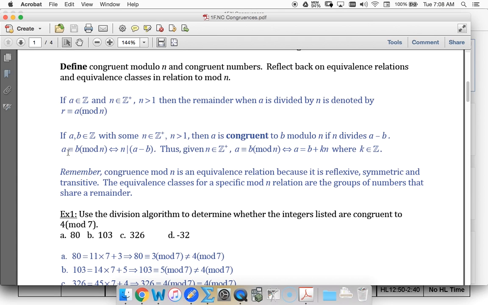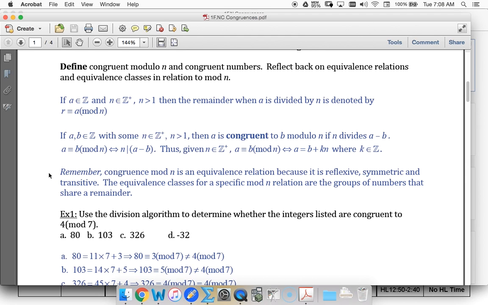So a is equivalent, when I use my three-lined equal sign, I've got equivalence. A is equivalent to b mod n if and only if n divides a minus b. If this is true, then I could also use my division algorithm to rewrite this statement. So a is equal to b plus a multiple of n. So if they have the same remainder, then that means that they're equivalent with different multiples.